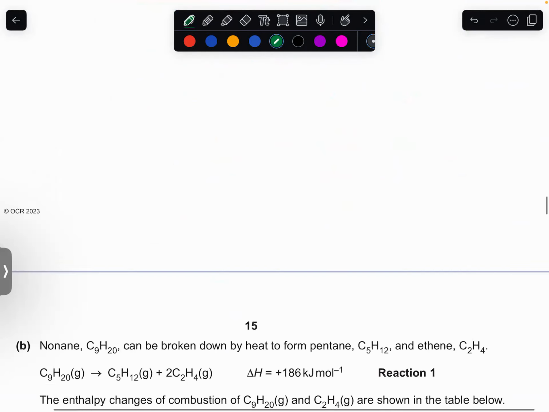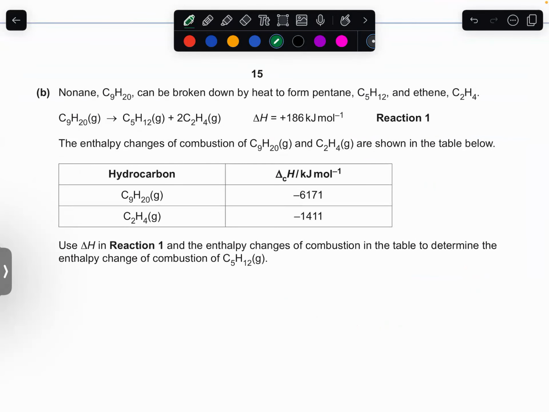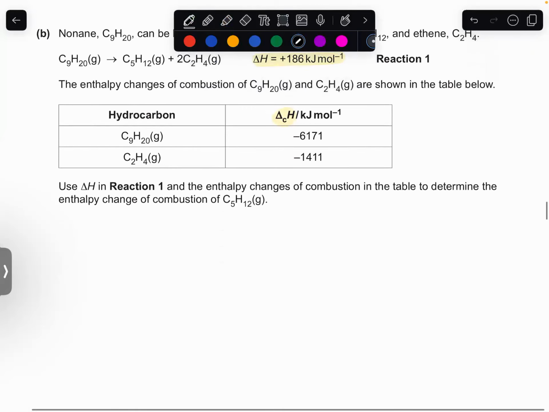Moving on. In this question, what you're doing here is working out. This process is known as cracking, where you're getting a long hydrocarbon chain and breaking it into a smaller alkane and a smaller alkene. This reaction, you've got the enthalpy change of the reaction here, and they've given you enthalpy change of combustion values. So what we're going to do is create a Hess's Law cycle.